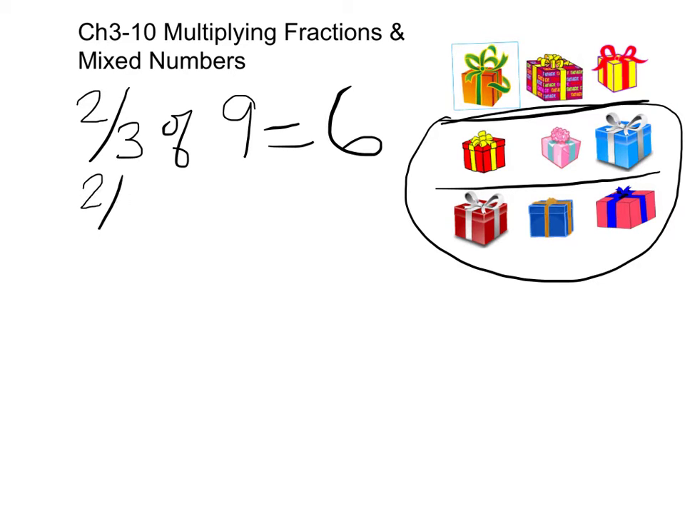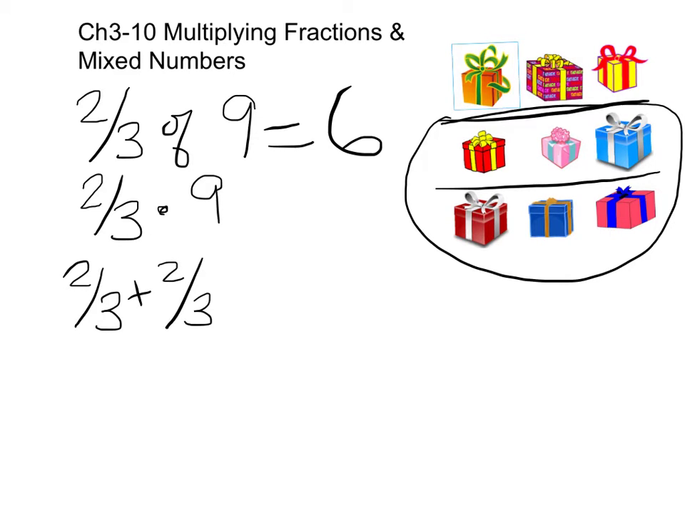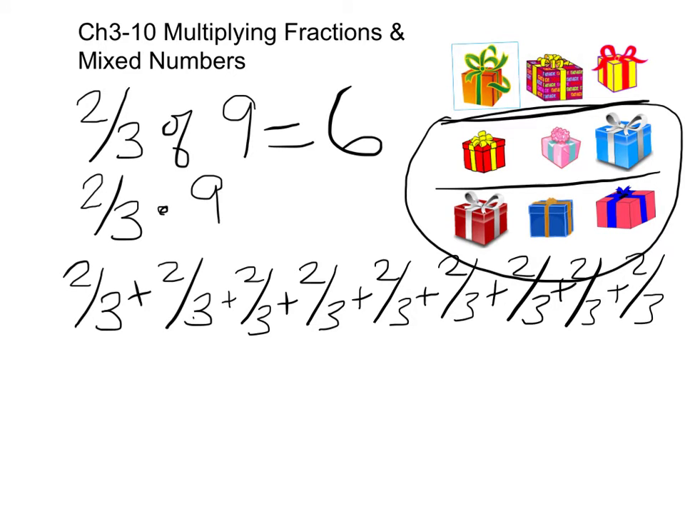2/3 of 9 is the same concept as 2/3 times 9. And 2/3 times 9 is the same idea as 2/3 added together 9 times. Remember that multiplication is just a shortcut for repeated addition. So if we have 2/3 added together 9 times, how many thirds do we get? 2 plus 2 plus 2 plus 2 plus 2 plus 2. We get 18 thirds. And 18 thirds is the same thing as 6. So 2/3 of 9 does equal 6.